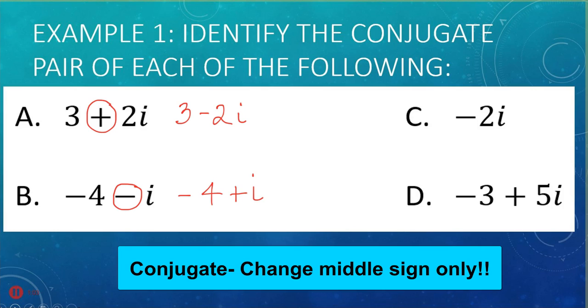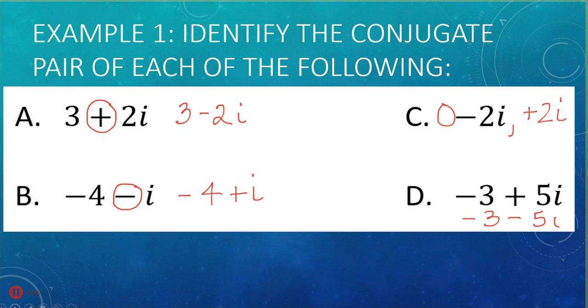For question C, there's an invisible 0 right here. So the conjugate would be 0 plus 2i, or just 2i. And for the last one, the conjugate would be negative 3 minus 5i. So we're going to use that as we find the remaining zeros of polynomial functions. This is kind of connecting to what we did in 4.2.